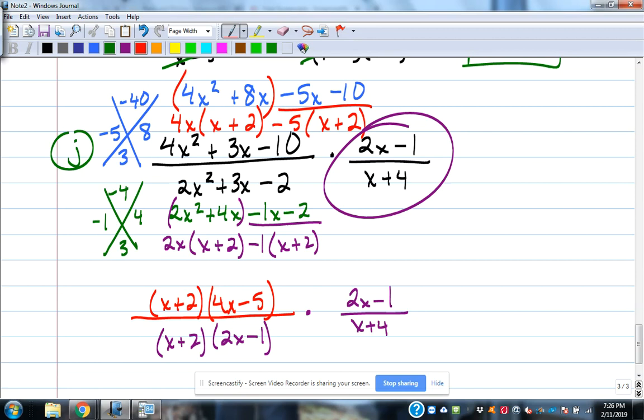Vertically, what cancels? X plus 2 on that one cancels that x plus 2. What else cancels? The 2x minus 1 on the bottom left and the 2x minus 1 on the top right. They're matching factors. That leaves us a final answer of 4x minus 5 over x plus 4.